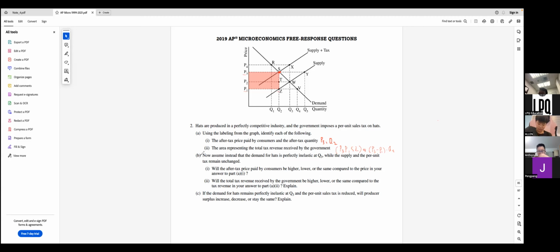B number 3, B question B, is a little bit harder because you need to make your demand curve perfectly inelastic at Q3. So what we can do is add a new demand curve and make this demand curve vertical at Q number 3, like this. Then B number 1: will the after-tax price paid by consumer be higher or lower or the same?